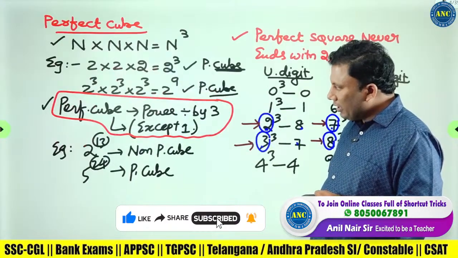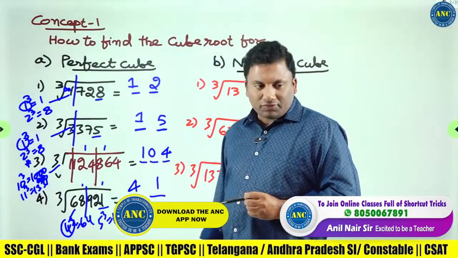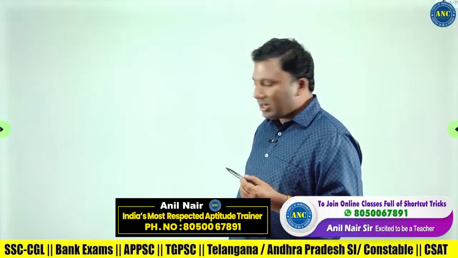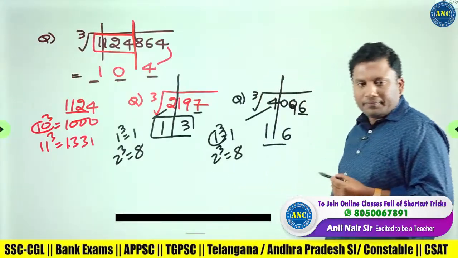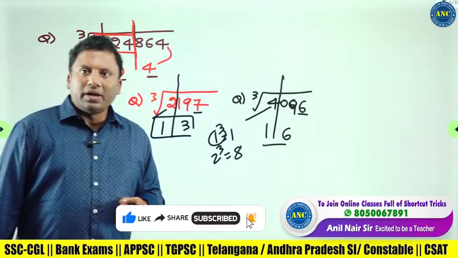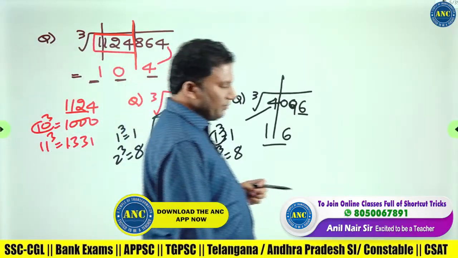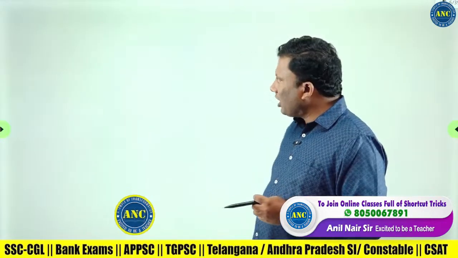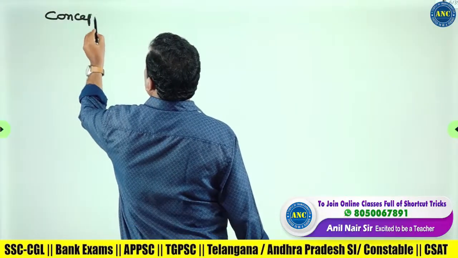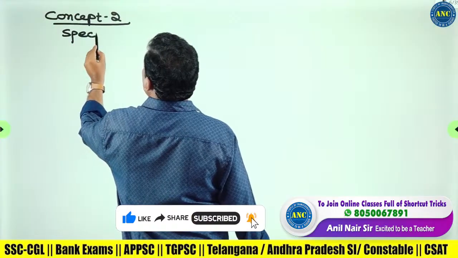Is it clear? Now, we took a bigger number, 1124864. How to tell the answer as 104 whole cube? We will discuss another concept. Please write down. Riyansh, clear? Cube root of 4096 is 16. Maitri, Govind, Venkatramana, everybody clear, right? Now write down. Concept 2. This is a specific technique.